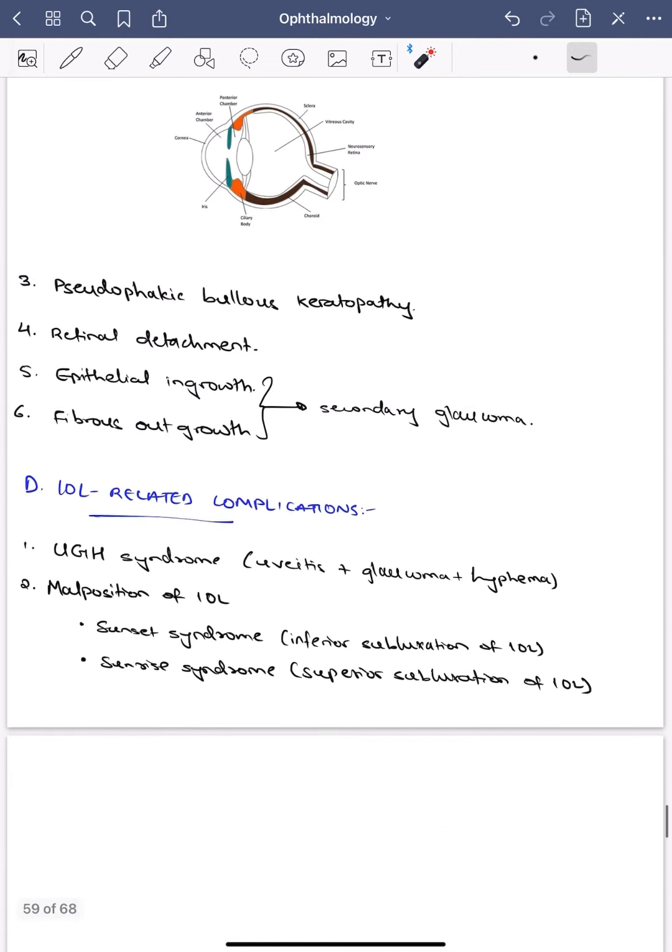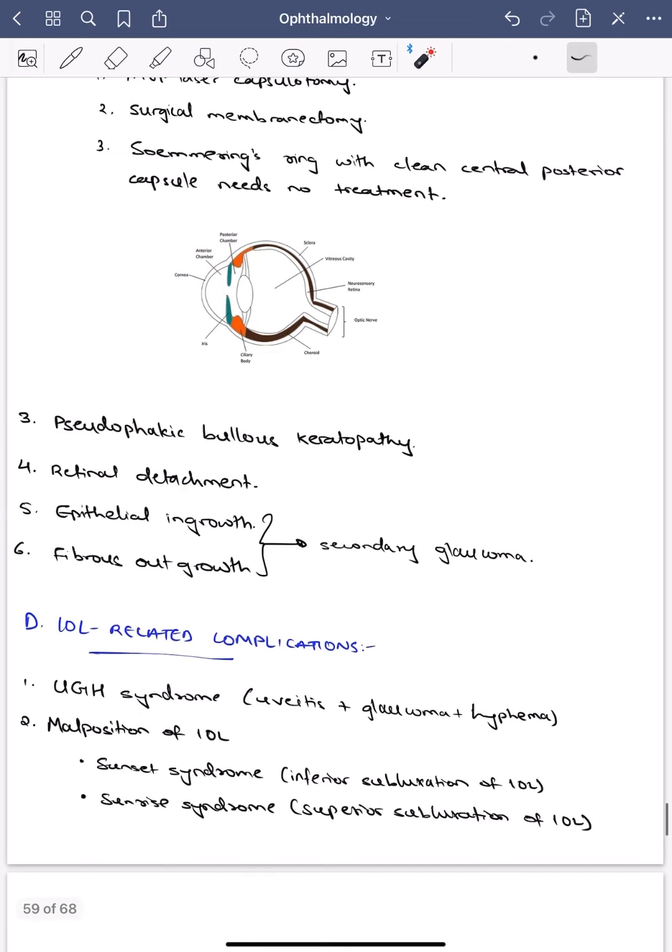Now the other complications are pseudophakic bullous keratopathy, retinal detachment, epithelial ingrowth, and fibrous outgrowth. Now the importance of epithelial ingrowth and fibrous outgrowth is that they can lead to secondary glaucoma. So again, the late post-op complications, remember the most important is cystoid macular edema, which has a honeycomb appearance, after cataract, pseudophakic bullous keratopathy, retinal detachment, and epithelial ingrowth and fibrous outgrowth, which can lead to secondary glaucoma.